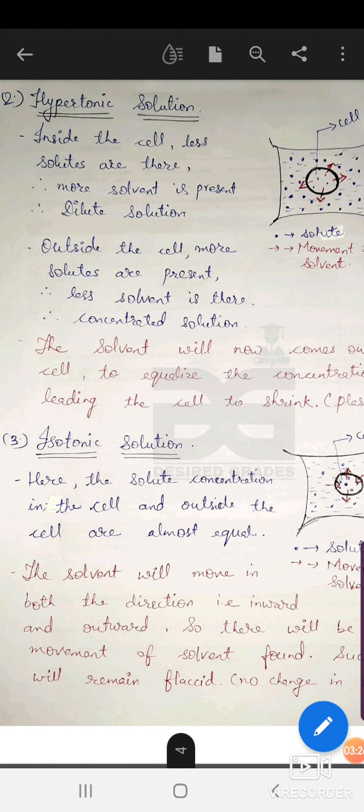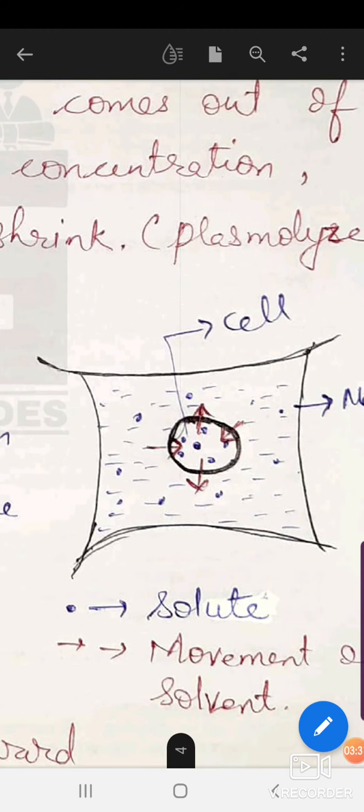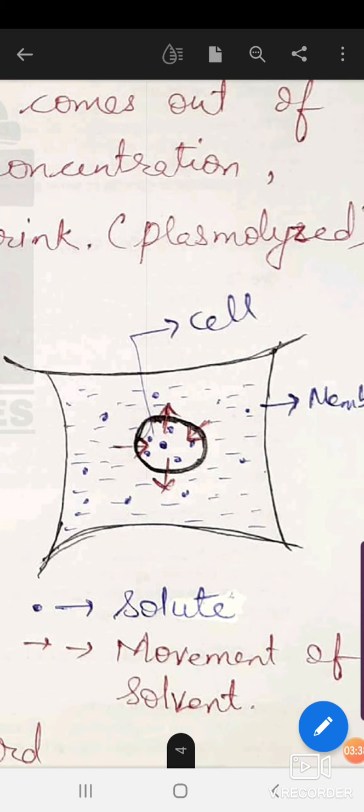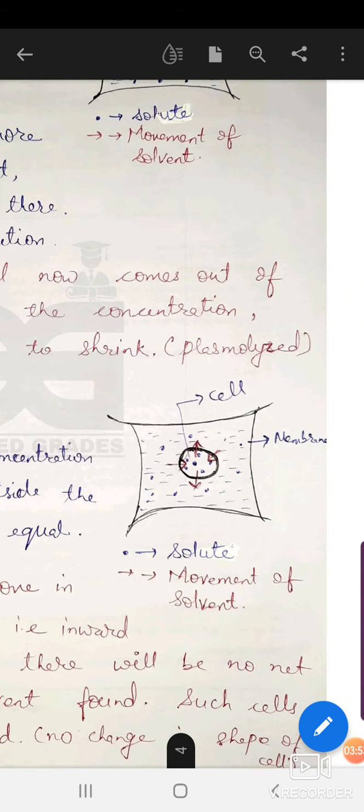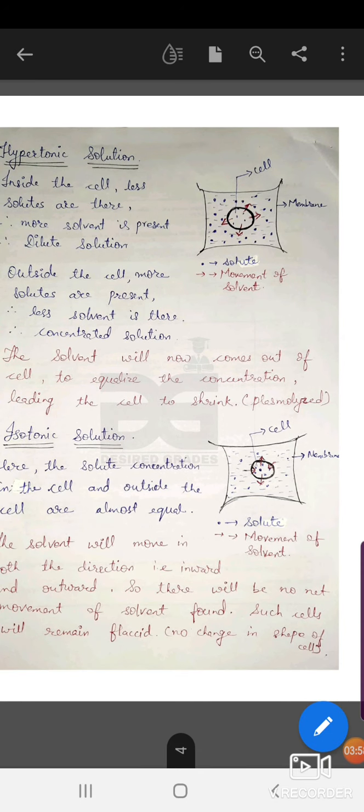The third condition is the isotonic solution. Isotonic solution means what? Here you can see that inside the cell and outside the cell there are almost equal numbers of solute particles. It means there is no difference in the concentration across the cell. So there will be mutual inward and outward movement of water. In the end, no net movement of water will be observed. So the cell will remain as it is. It means there will be no change in the shape of the cell. Such a cell we call a flaccid cell.